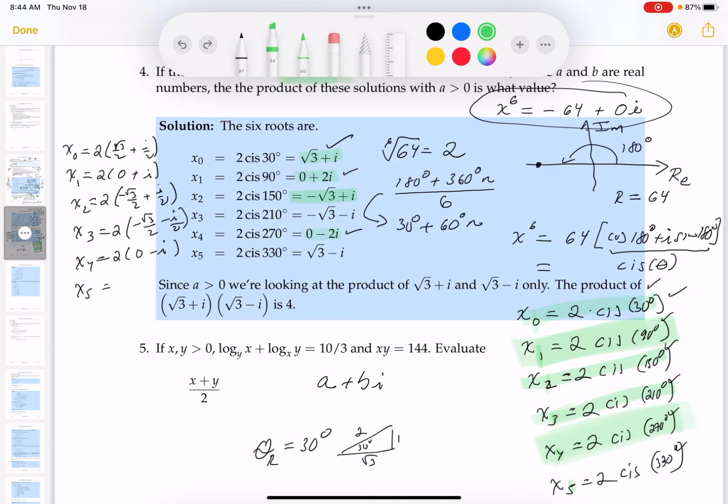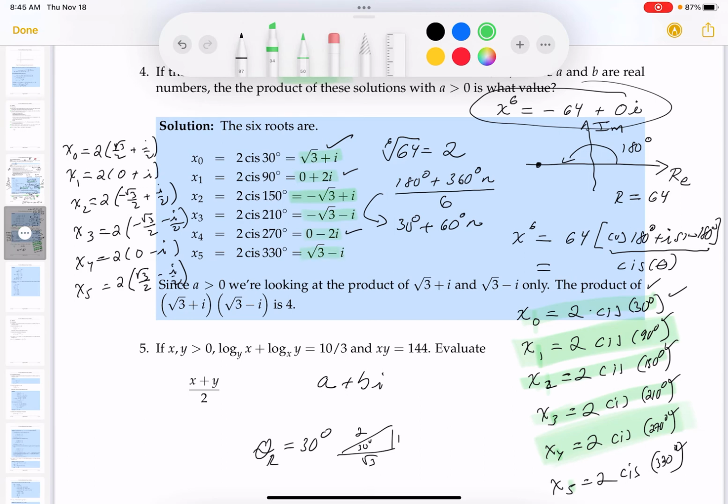I think you're getting the idea of the pattern for this problem. And the pattern's fairly simple to come up with. Let's do the last one, which is the cosine of 330 degrees. Let me write the number down for you. The cosine of 330 is going to be √3 over 2, and then minus i over 2. All right, what do you get over there? You get √3 minus i. And I got that as well.